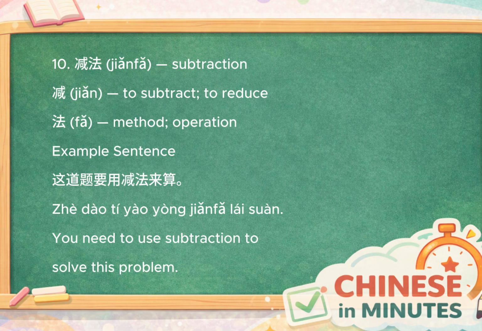10. 减法, subtraction. Finally, we have 减法. 减 means to subtract or reduce, while 法 means a method or operation. So 减法 is the method of subtracting. In natural Chinese, it simply means subtraction. For example, 这道题要用减法来算。You need to use subtraction to solve this problem. Imagine a group of objects getting smaller because you take some away. That is 减法.